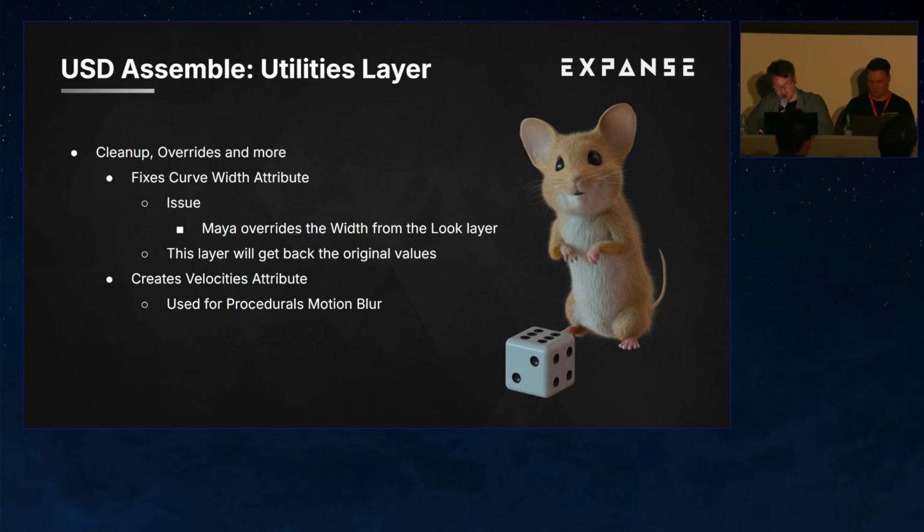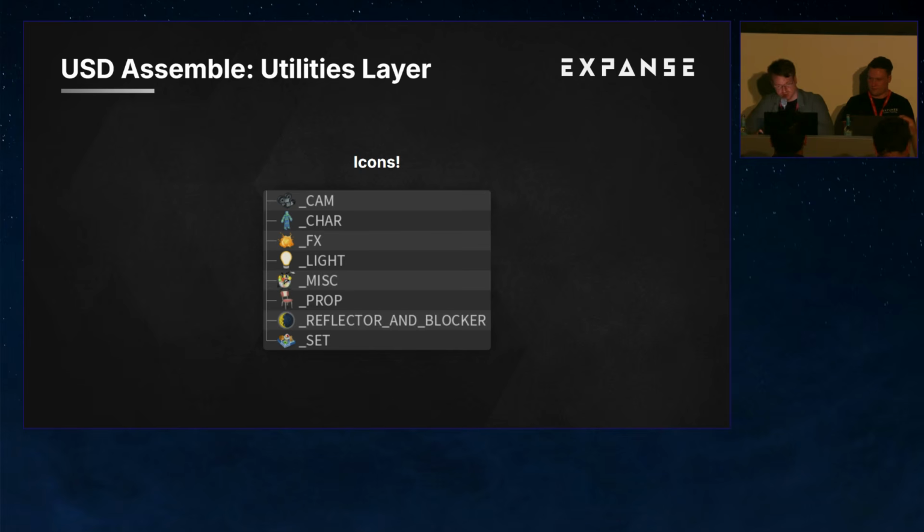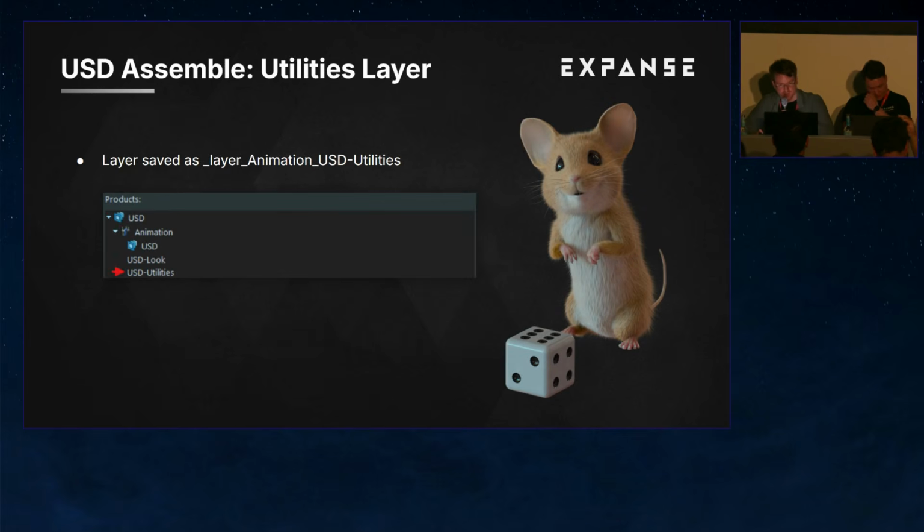Velocities is also generated in this layer. This is used for motion blur on procedurals. We use procedurals for hair deformation. And the last part is the fault group and icons. When it's all done, it gets saved as linear layer animation USD utilities, and now the shot USD is ready.